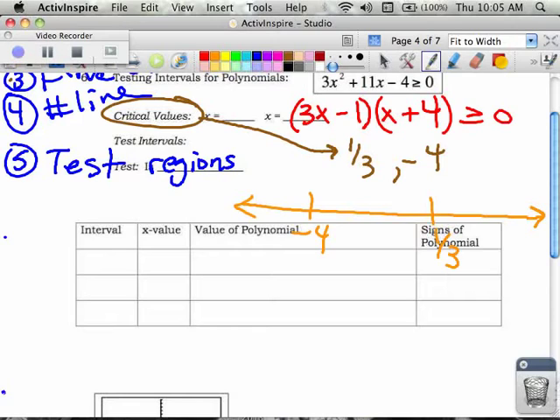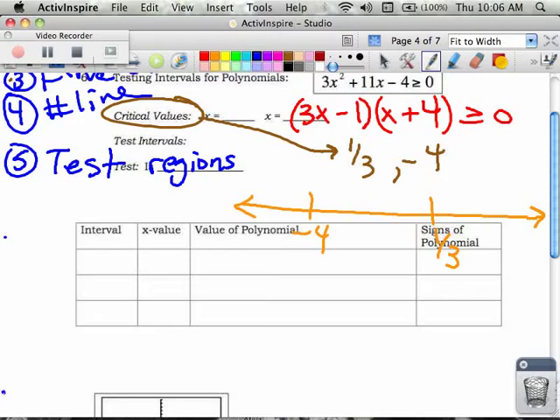Let me show you what I mean. If I were to pick a number somewhere to the right of 1/3, let's pick an easy number, something that will make a lot of sense. Let's say I pick a number like 100. That's a number to the right of 1/3, yes? Okay, so I pick 100.